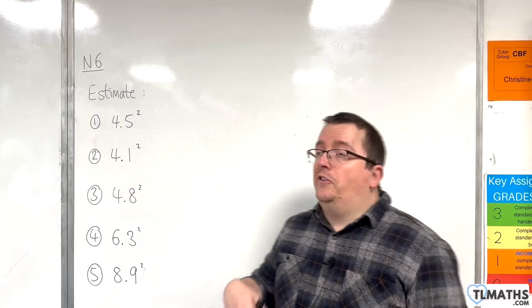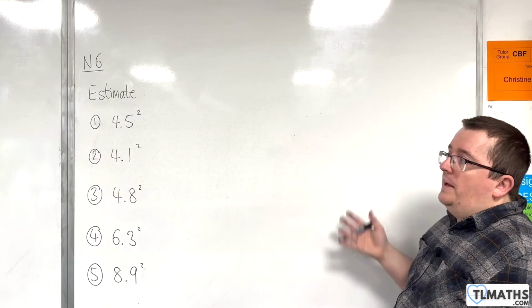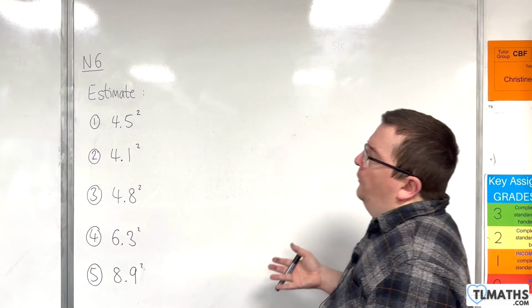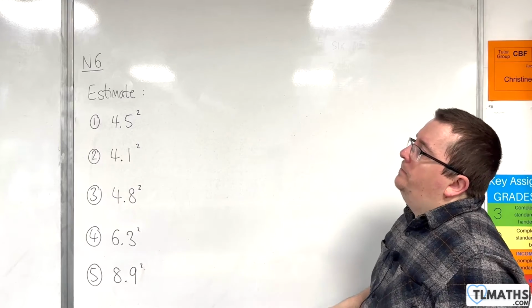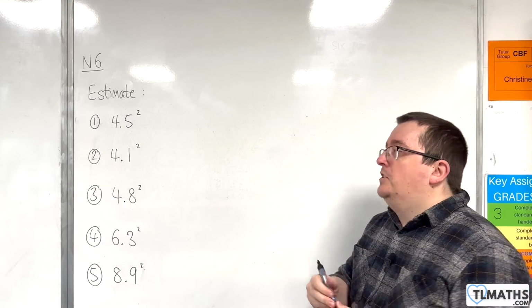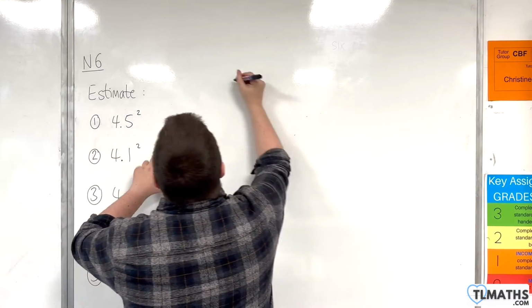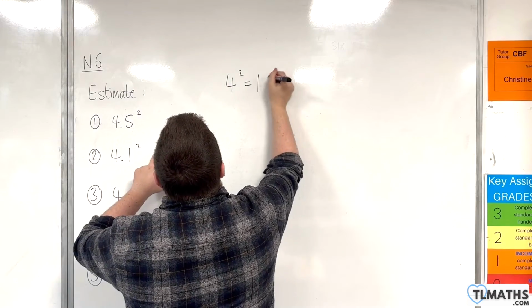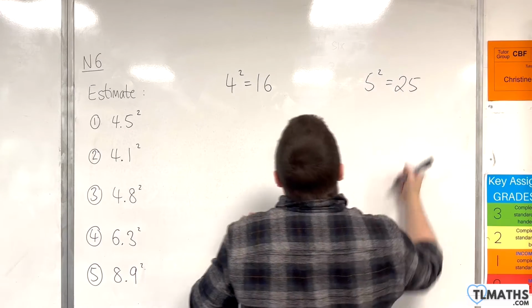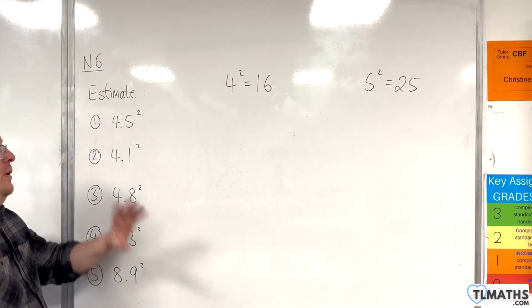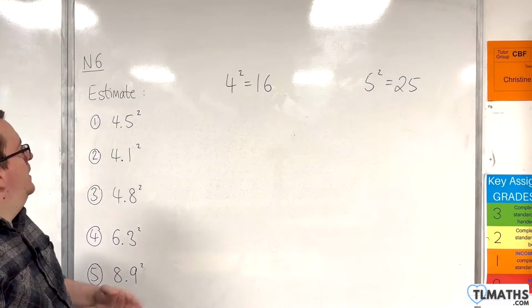So in this video, we're going to look at some examples of estimating a number squared. So here in our first example, we've got 4.5 squared. Now we would expect that to be between 4 squared, which is 16, and 5 squared, which is 25. Okay, so somewhere between 16 and 25.